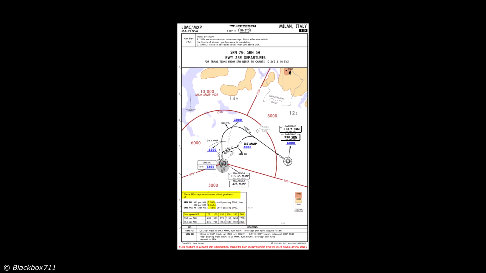Because, if you look, exactly, that's the difference. 7 Golf says you have to maintain 7.5% only until you have 3,000 feet. After that, you only need 3.3%. The 5 Hotel, so the shorter one, needs 7.58% until passing 3,000 feet, and then not 3.3, no, it needs a higher gradient of 5.76%.